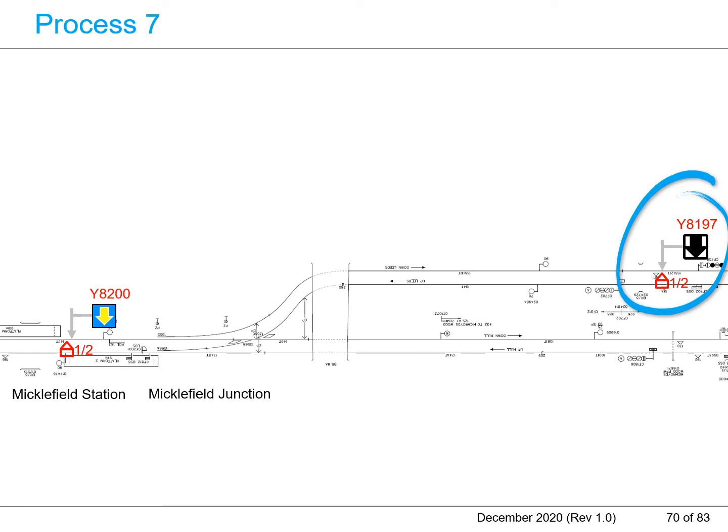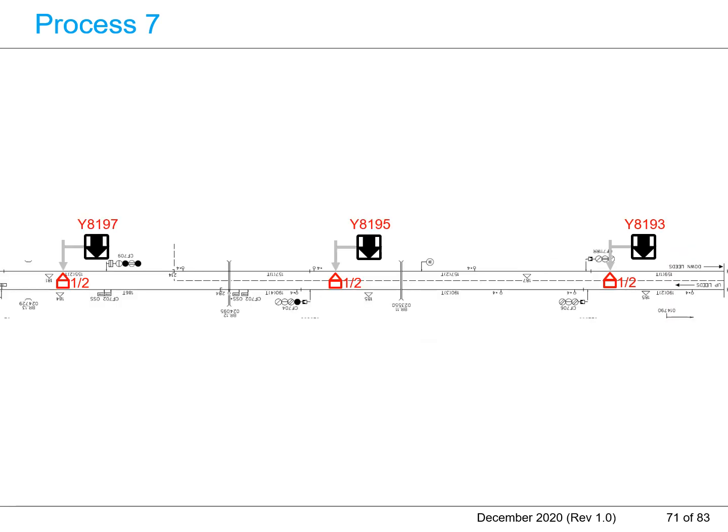This diagram shows the Y8197 RSP and the EOA balise group beyond the Micklefield junction, after repeating Process 5. This diagram shows the remaining locations of the RSP and the EOA balise group are established by repeating Process 5.